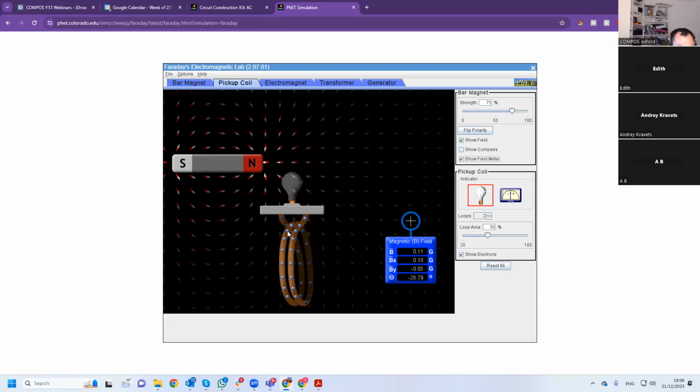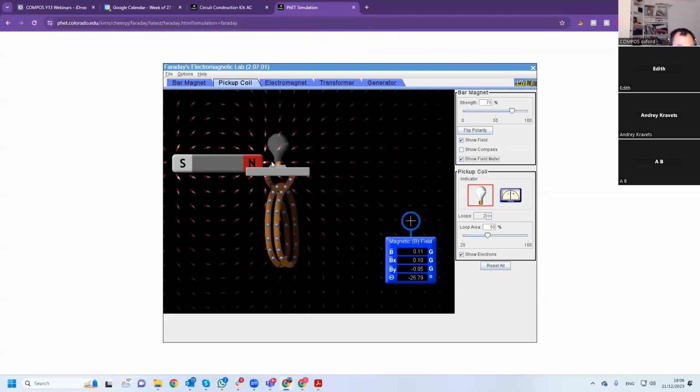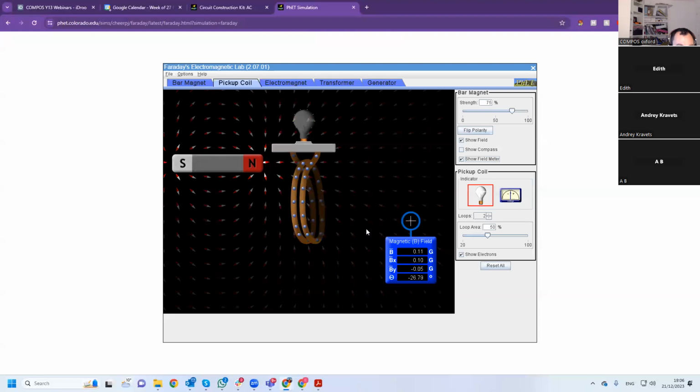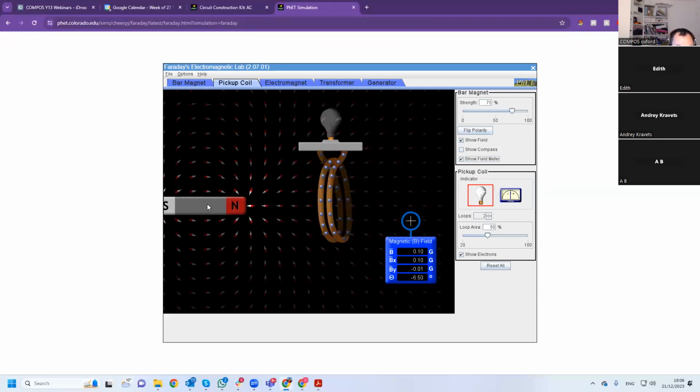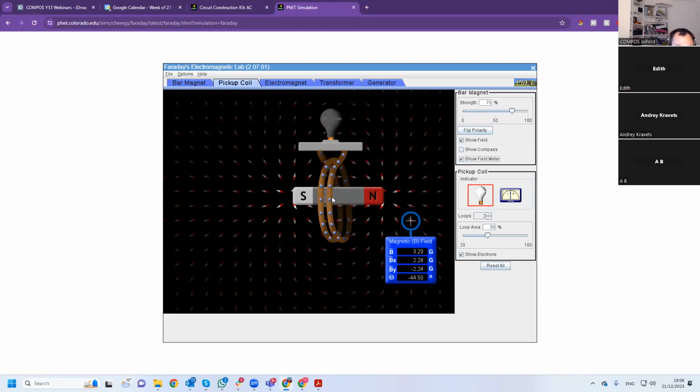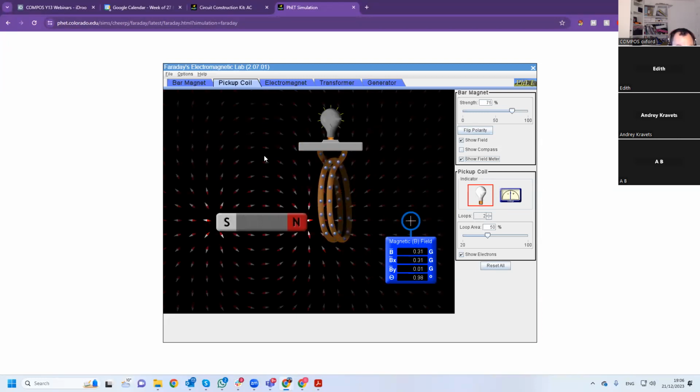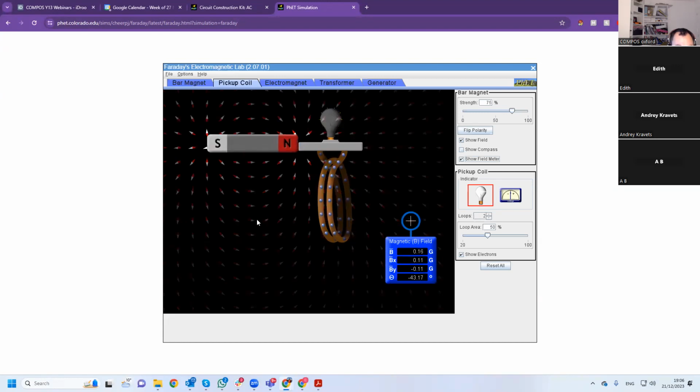So this is a coil of wires. This is a rectangular loop. And you can move it into the field of the magnet. Look what happens when I move it into the field of the magnet: the light flashes. I can also move the magnet.